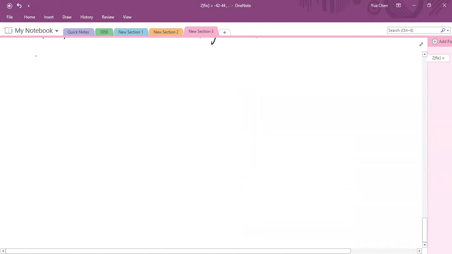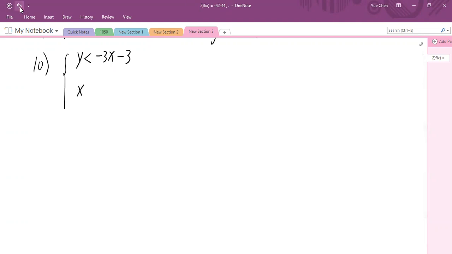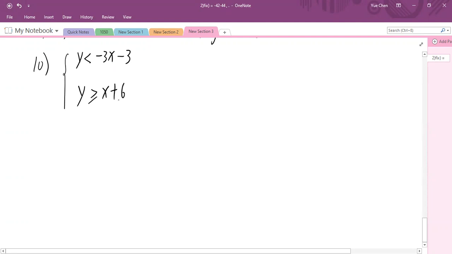Number 10. This is the system of linear inequalities: y less than -3x minus 3, and y greater than or equal to x plus 6. Okay, so we need to draw the graph.